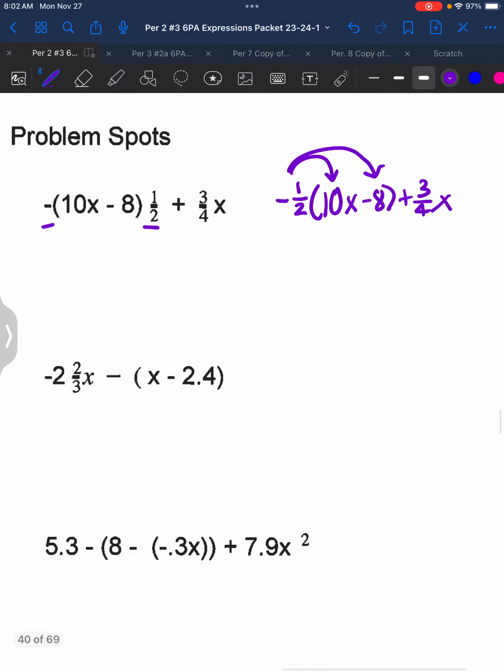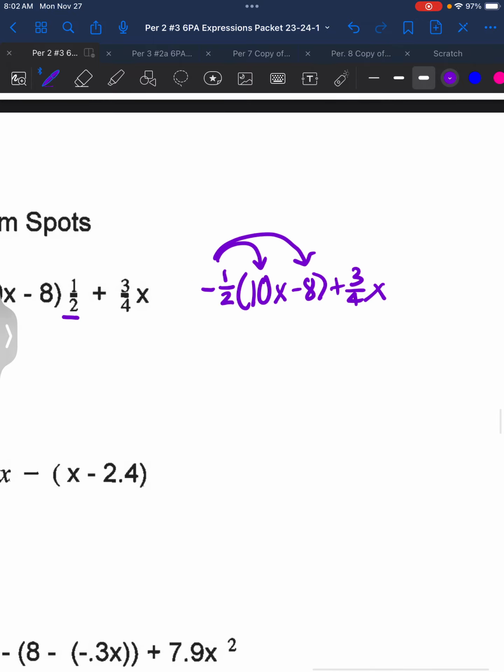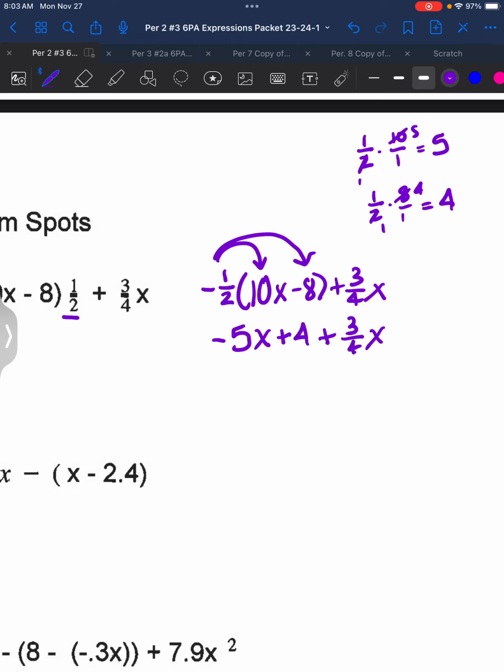When I'm multiplying a number by 1/2, it's the same thing as dividing that number by 2. So 1/2 times 10 over 1 just gets me 5. 1/2 times 10 is 5. That's half of 10. But it was really a negative 1/2, so I'm going to write negative 5x. It's going to work the same with the 8. 1/2 times 8 over 1 is 4. 1/2 of 8. I have negative 1/2 times negative 8, so it's going to be positive 4. And then drop down my 3/4 x.